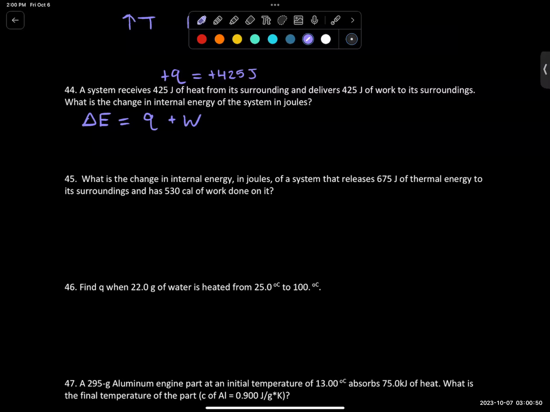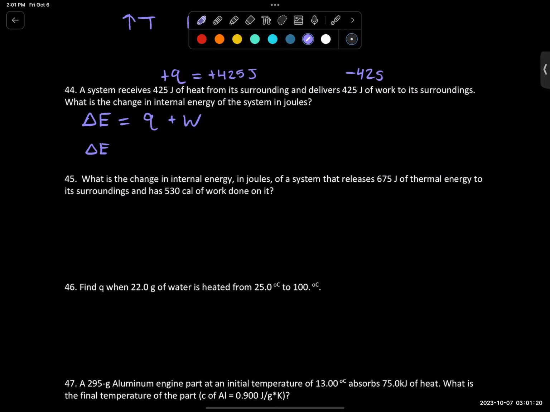Yeah, negative work. That means that the system's doing work on the surroundings. So because it delivers 425 joules of work to its surroundings, that means the 425 joules is going from the system to the surroundings, and we associate that with it's losing the energy, therefore it's negative energy. So this is negative 425.